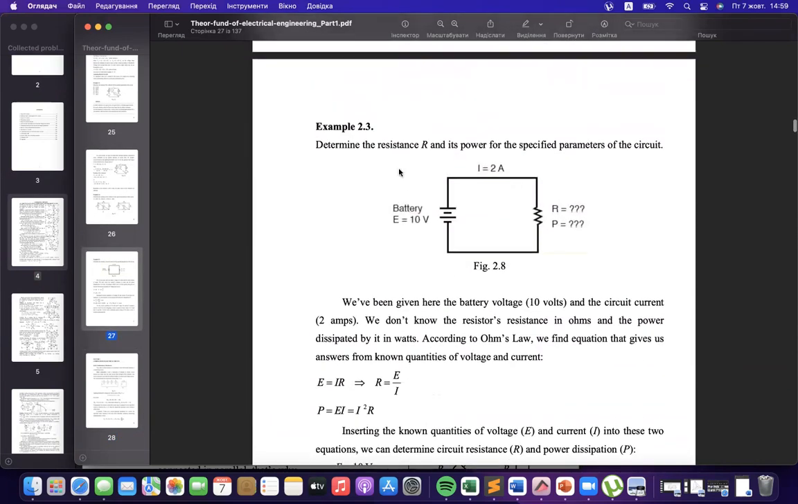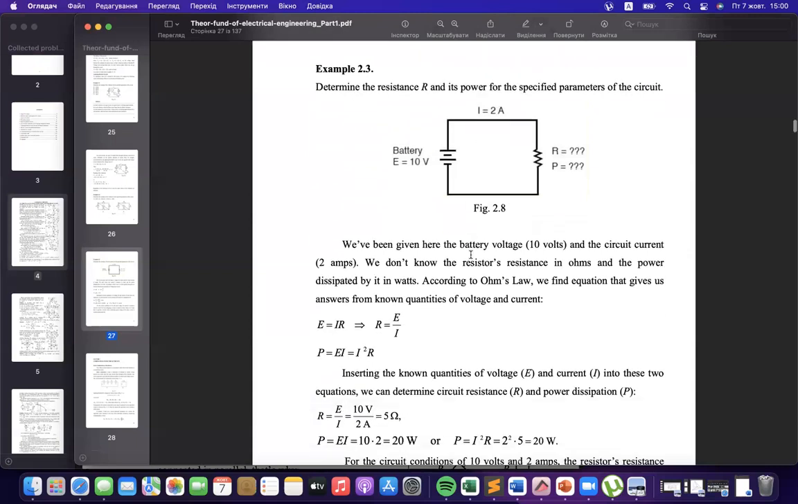Here, about this task, what do we see? Determine the resistance and its power for this parameter of the circuit. It is the reverse task, because in a straight task, we have the value of source and resistivity, and we are asked for current. For a reverse task, you have either current or voltage, and you are asked about resistivity. Just to find the necessary parameters of the circuit to obtain the necessary working mode.